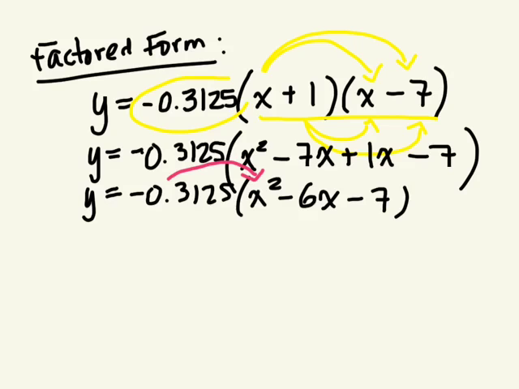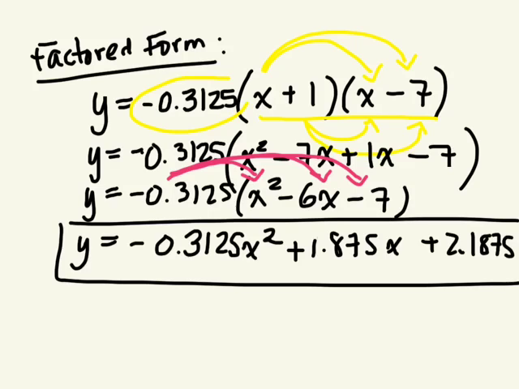Good, distribute, right? You're multiplying everything inside the bracket by the A term. Okay, so once we expand it, this is our answer. In standard form, we turned everything into a decimal. So this is my A, B, and C in standard form.